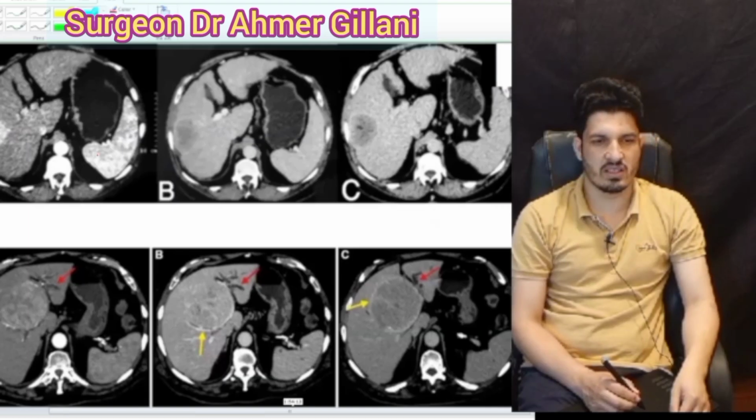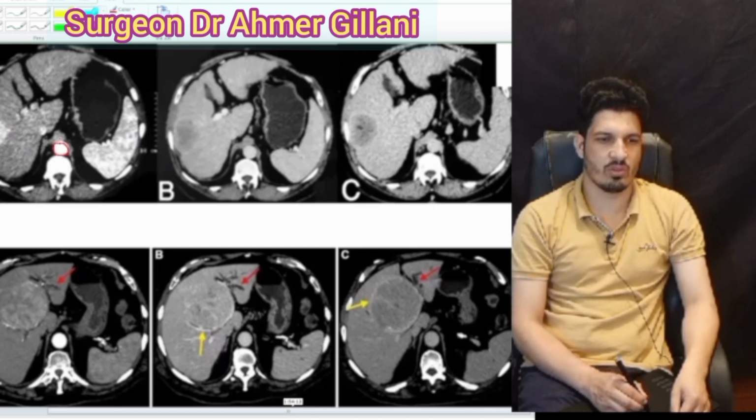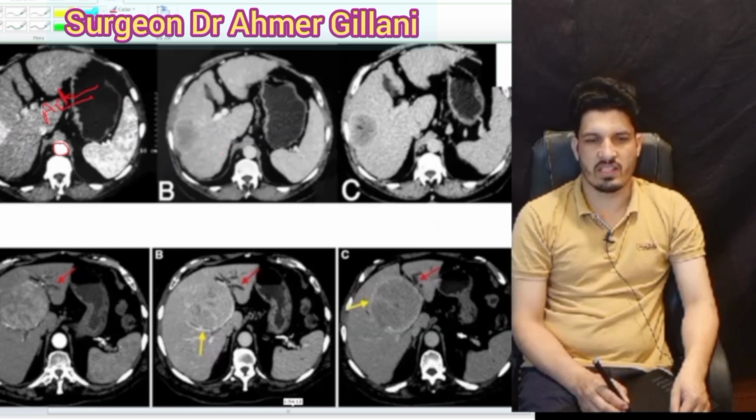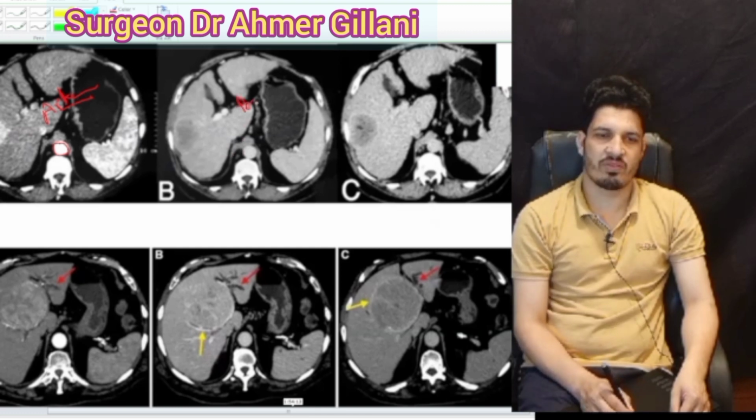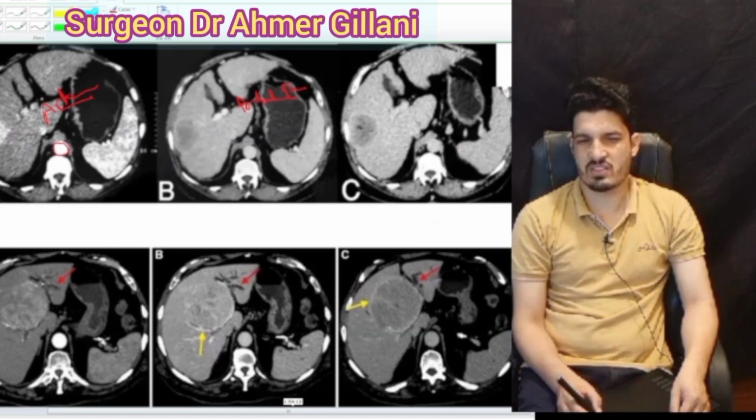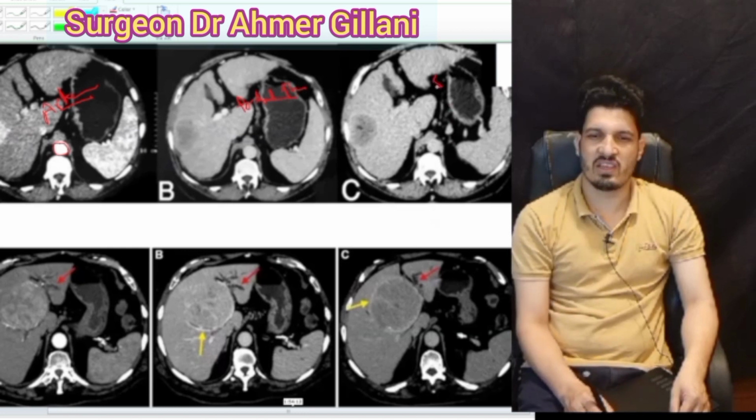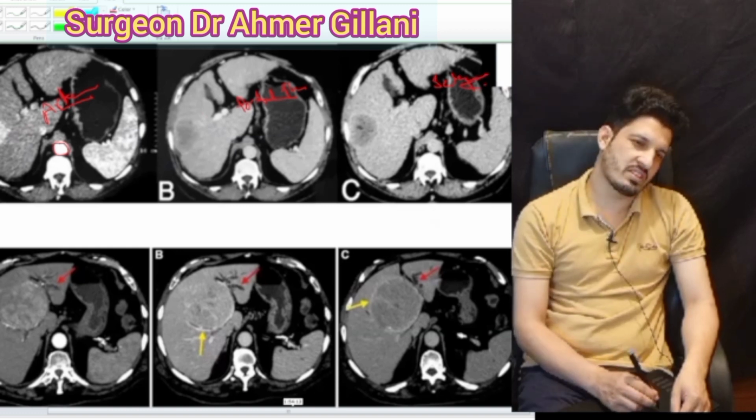The CT scan in 3 phases. First phase in which the aorta is bright, and this is the arterial phase. Next phase, this is the portal phase, and last phase, this is the delayed phase. And in the arterial phase you are seeing the lesion is bright.